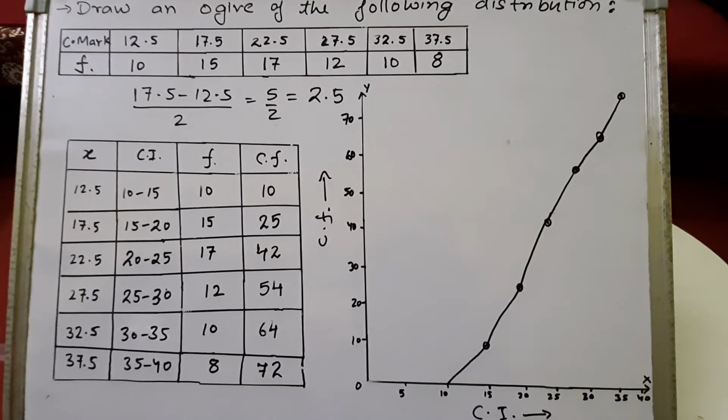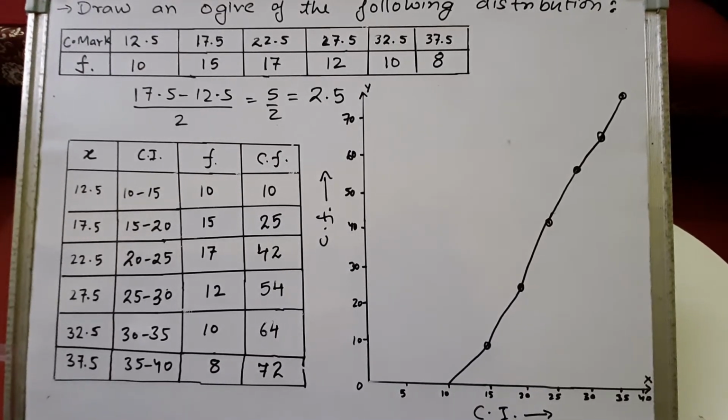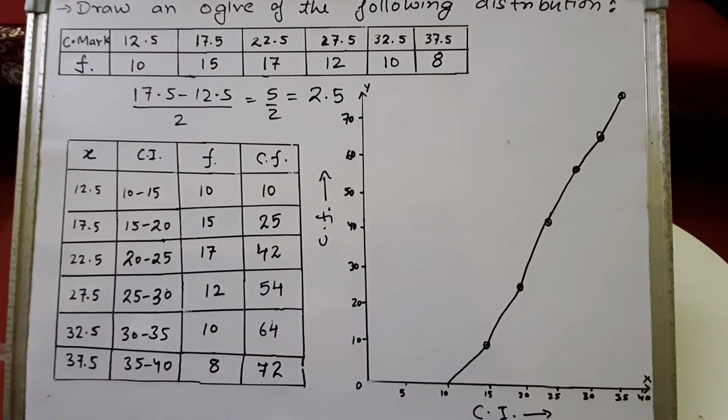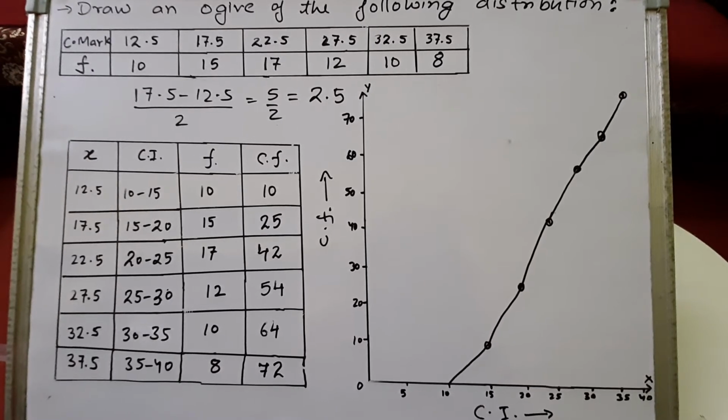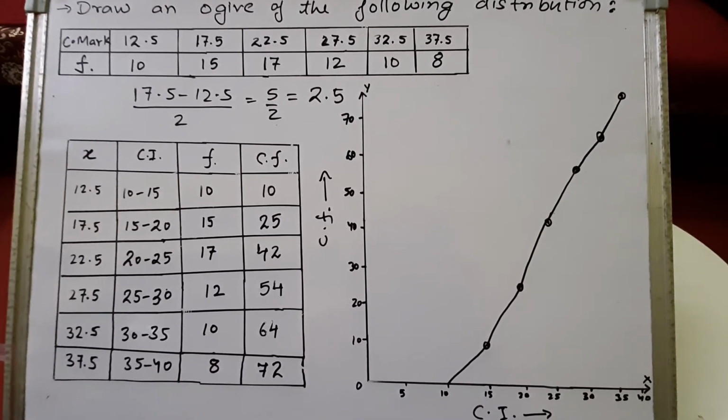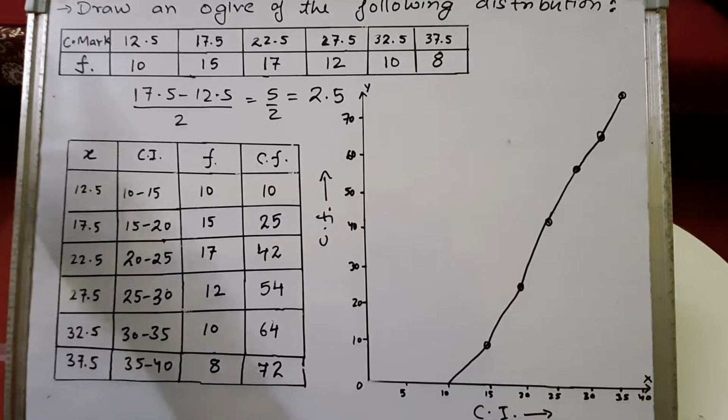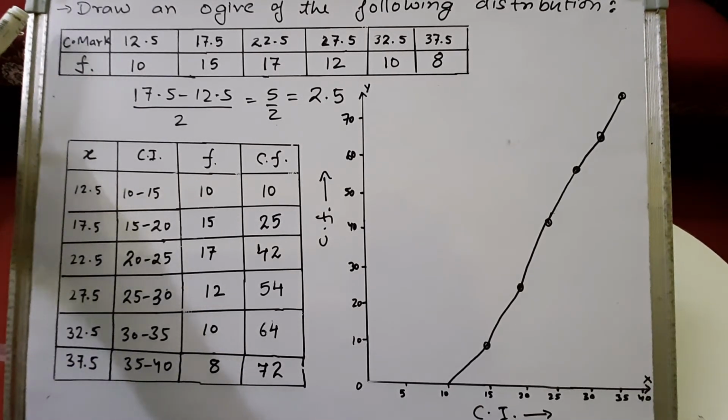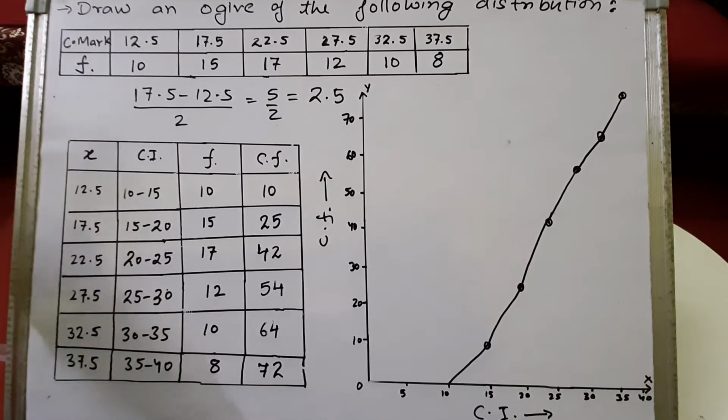Let's see another sum, children. Now in this sum, we'll be discussing how to construct a cumulative frequency curve, or an ogive. Here it is given: draw an ogive of the following distribution. And we are given the class mark of the class interval. What is class mark, children? The sum of upper limit plus lower limit divided by 2 is the class mark.